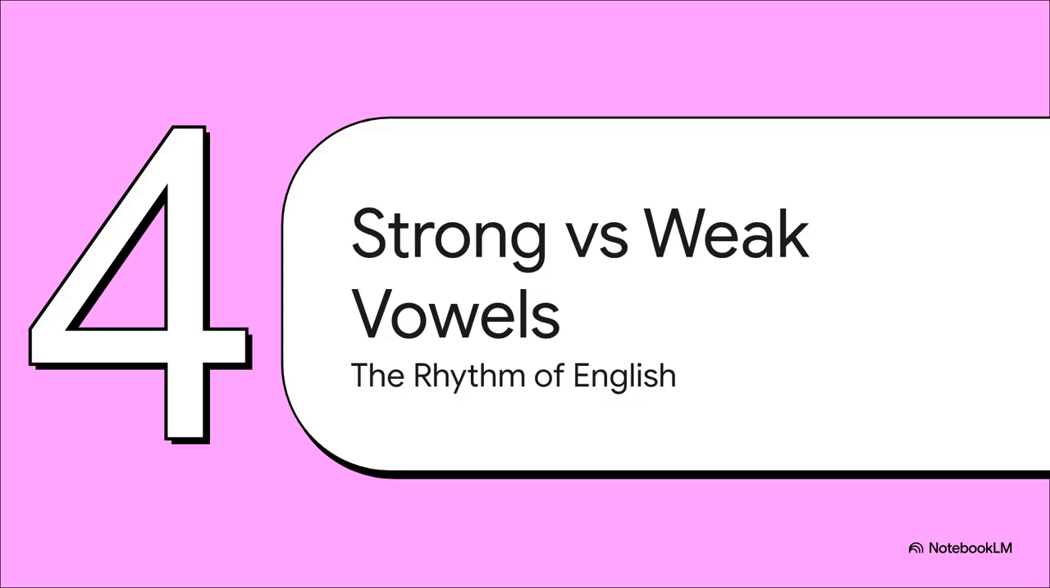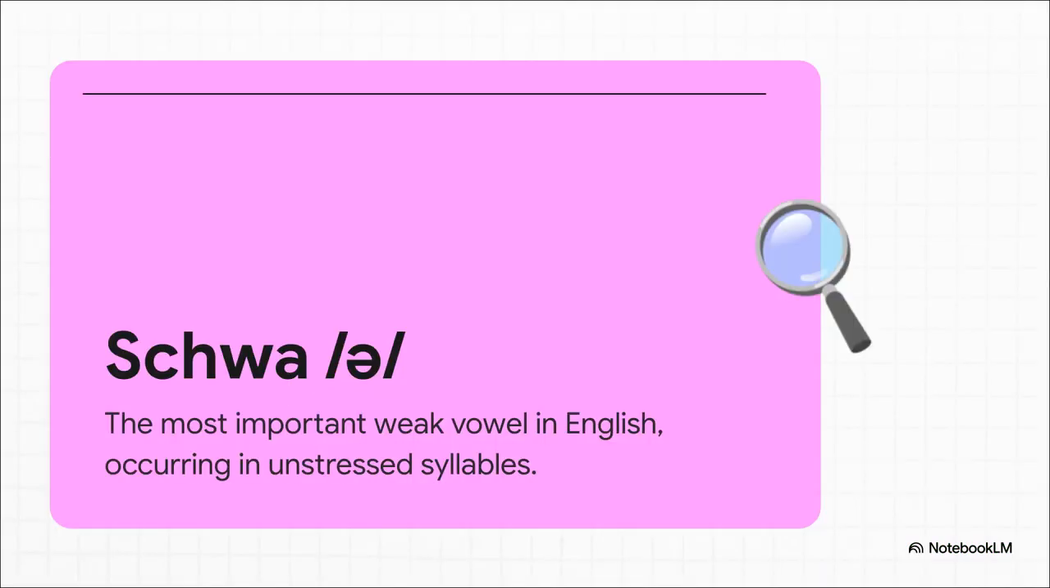All right, Section 4, Strong versus Weak Vowels, the Rhythm of English. Now we're moving away from the specific vowels themselves and looking at the rhythm they create. And this brings us to the famous upside-down E, the schwa. This is, without a doubt, the single most important weak vowel in the English language. Strong vowels occur in stressed syllables, but weak vowels, like the schwa, pop up in unstressed syllables. Think of the very first syllable in about, or the last syllable in teacher.